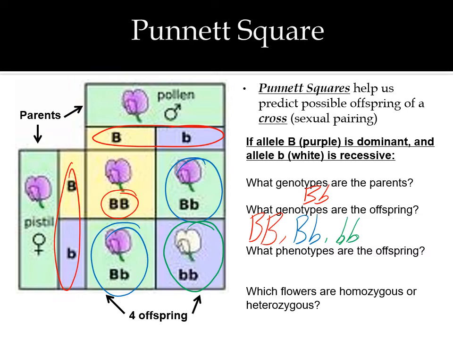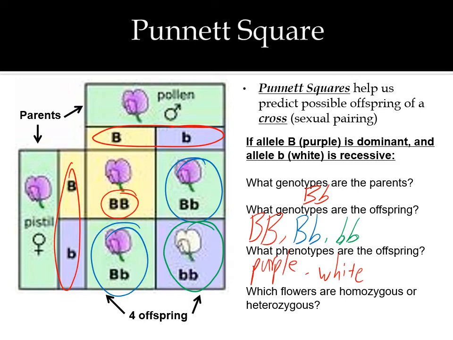Next question says, what phenotypes are the offspring? Well, anywhere we see at least one big letter B, it's going to be purple. You can see that in the picture. This one actually has a picture for us. Usually you don't see that. So we could have either purple flowers. That's not how you spell purple. There we go. Purple. Or white flowers.